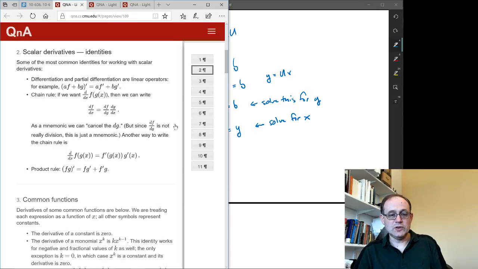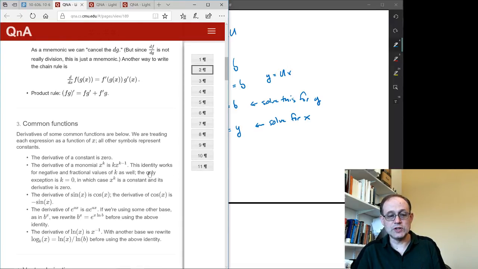When we work with scalar derivatives, we're going to use the chain rule and the product rule and linearity of differentiation. So if a is a scalar, f is a function, b is a scalar, g is a function, then the derivative of af plus bg is a times the derivative of f plus b times the derivative of g. That's linearity. And then the chain rule and the product rule. Right, so this is the form that I first learned, that the derivative of f of g of x is f prime of g of x times g prime of x, or the product rule: f times g prime plus f prime times g.